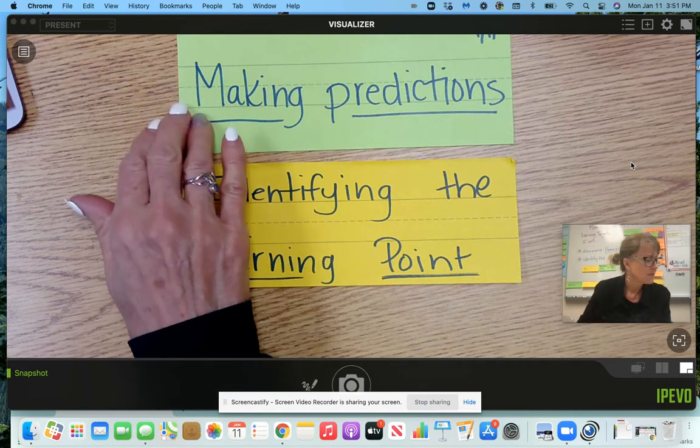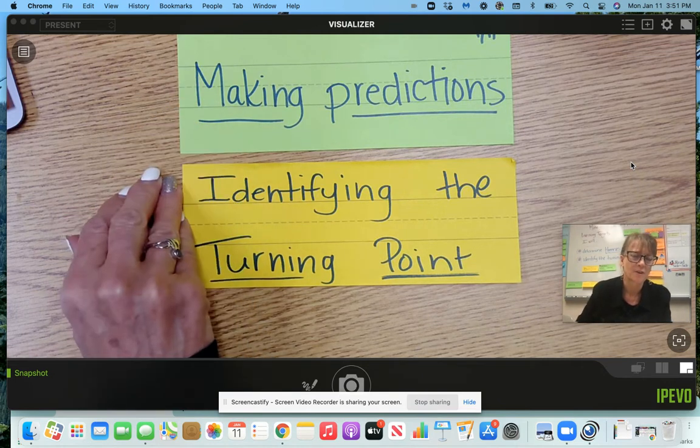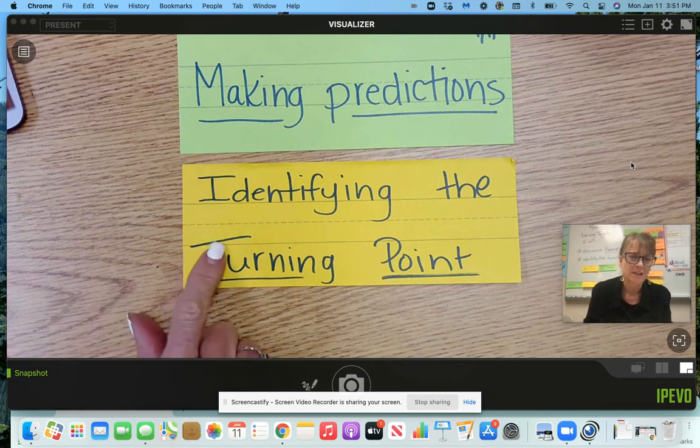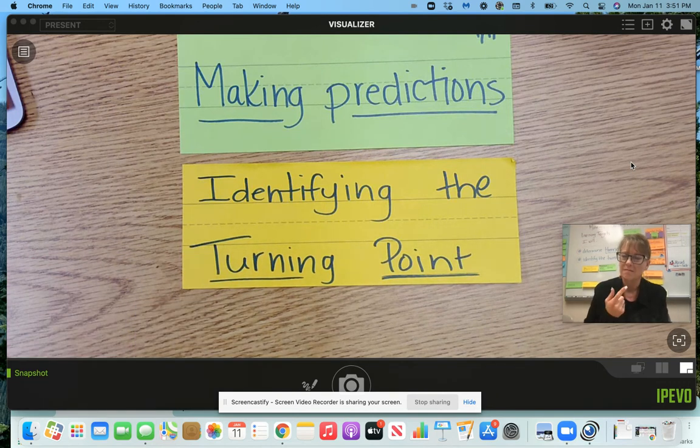So I'm thinking about our objectives here and our goals of making predictions and identifying the turning point. I'm a little confused, right? Because Peter took the watch, and that doesn't seem like a good quality of somebody who's changing. We thought he was changing when he enjoyed fishing and appreciated his grandpa's company.